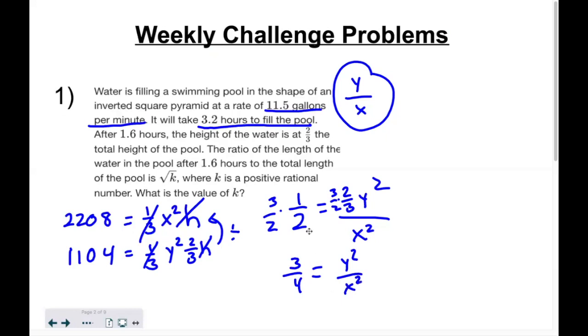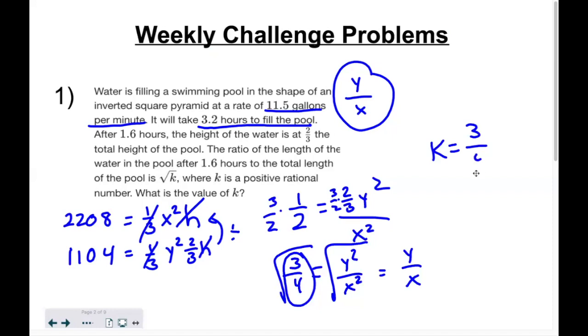And finally, I just need to take the square root of both sides. Notice that the square root of y squared over x squared would be y over x, and y over x is what I'm looking for. That's the ratio of the length of the pool when it was half full to when it was full, and that's the square root of k. So k must just be whatever's under this square root. So k in our problem is 3/4.